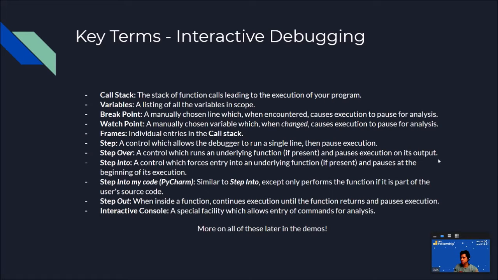The second one that I want to talk about is step. This is a control which allows the debugger to run a single line, then pause execution. This would be the sixth definition on the screen. And the last one that I want to touch on, and you may have used this at the beginning of your Python learning, is interactive console, which is a special facility which allows the entry of commands for analysis. An interactive console could be the Python REPL or the interactive Python console, which I'm going to show you with PyCharm and VS Code.